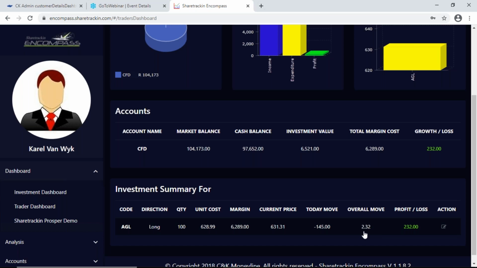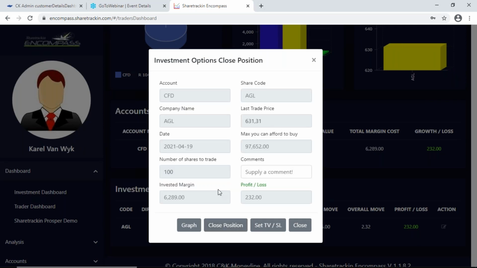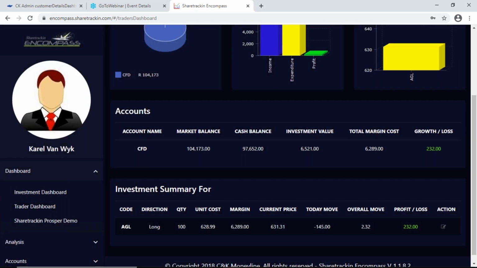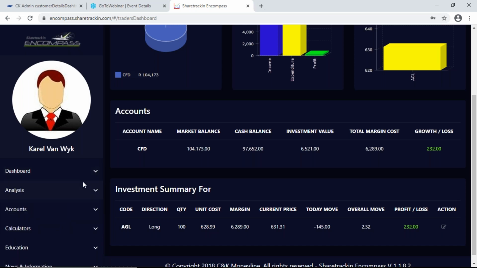that is the overall move percentage wise, and then your profit and loss would show you whether you're making a gain or a loss. If I go to action, I can then close the position here. If I click on it, I can then close the position. So I'm going to say close there. Then next up, I have a Sharetrackin Prosper demo. It's just a video explaining what Sharetrackin is all about.